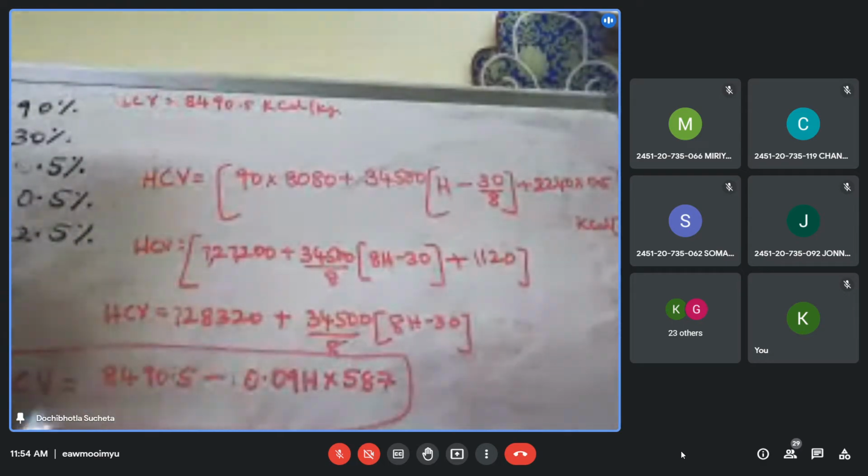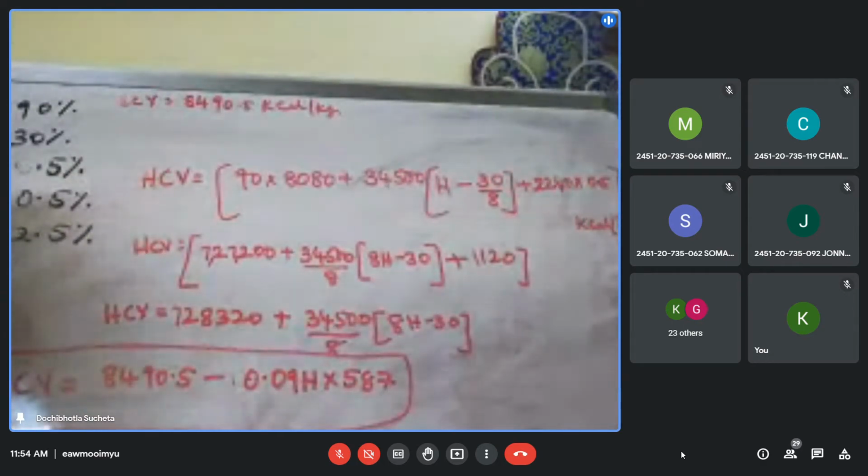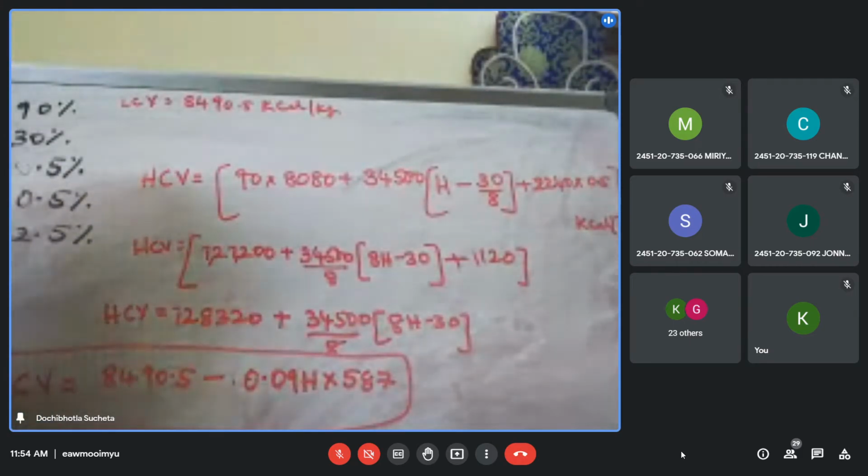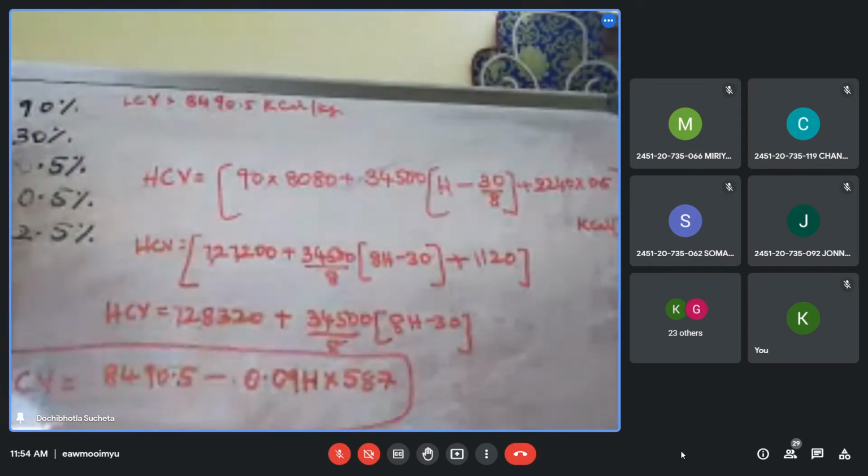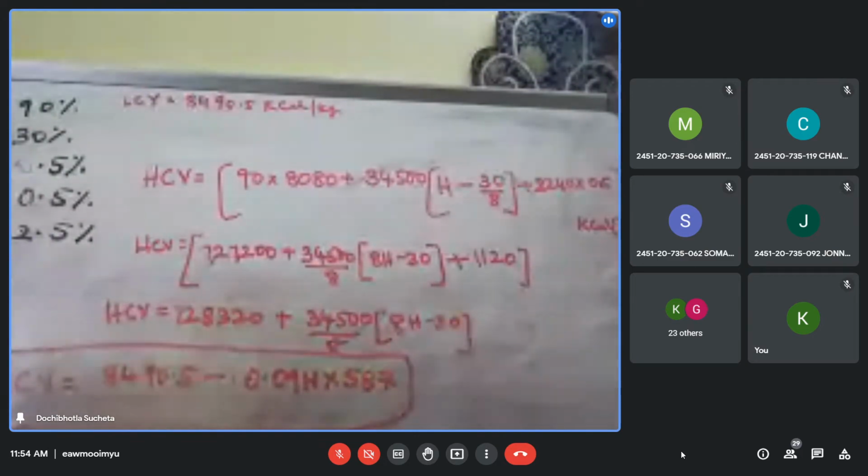Now can I equate both? So 8490.5 minus 0.09H into 587 is equal to 728320 plus 34,500 by 8, 8H minus 30. This will conclude it.